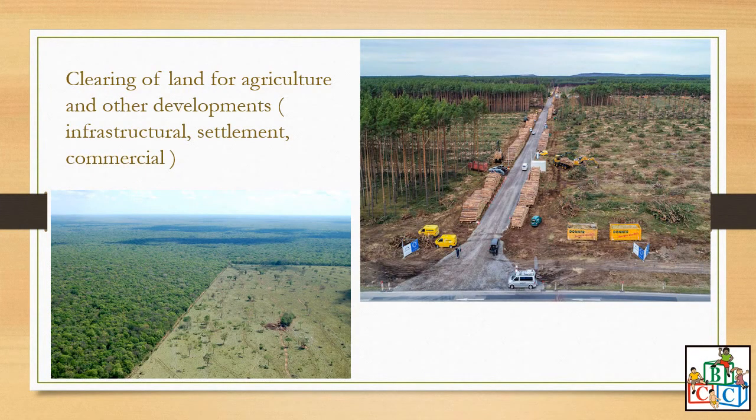The next one, you may have clearing of forests for agriculture and other developments. For agriculture meaning to plant crops and also for rearing of animals, and for other developments such as infrastructure, to build houses, housing estates, to build shopping malls. So all these are developments. This is why forests are being cleared.